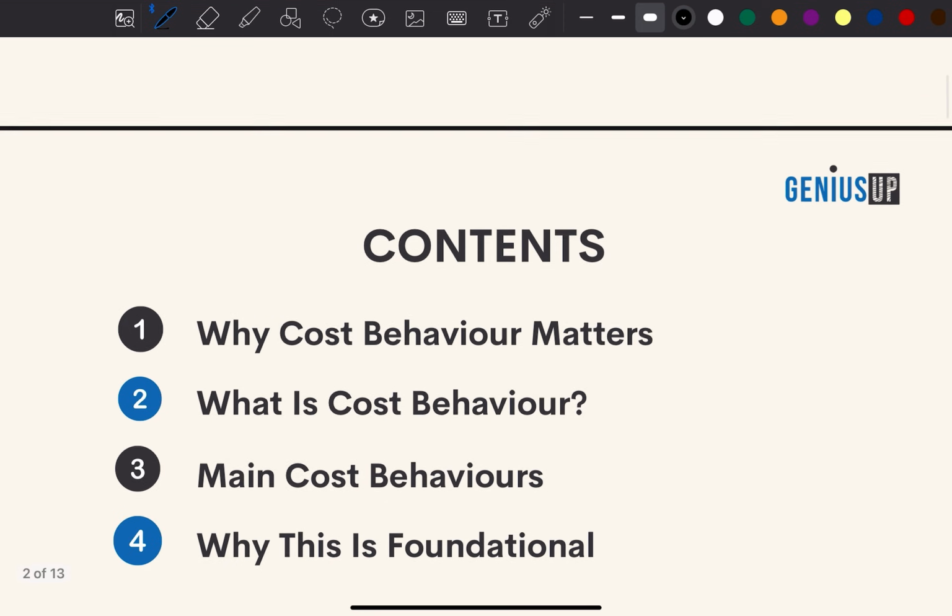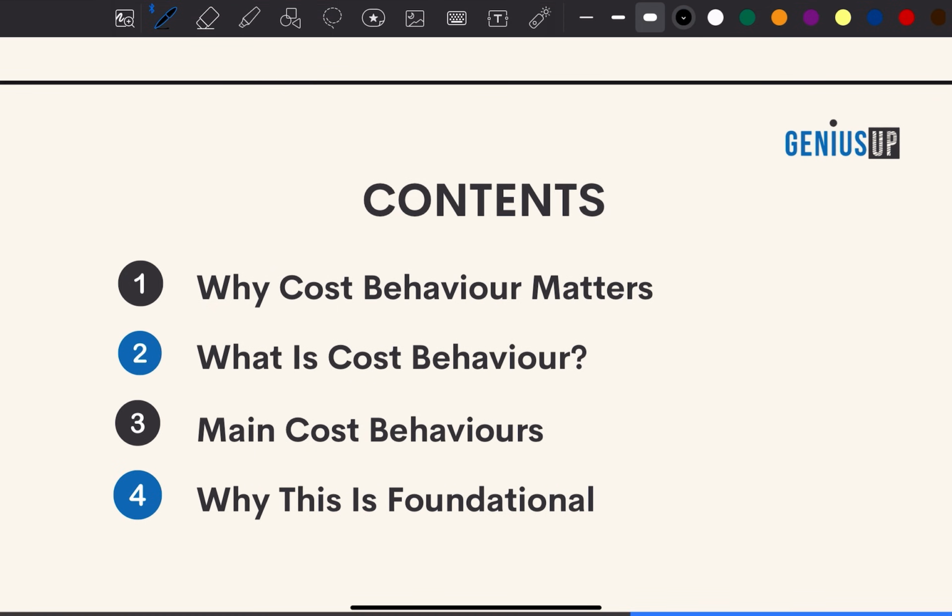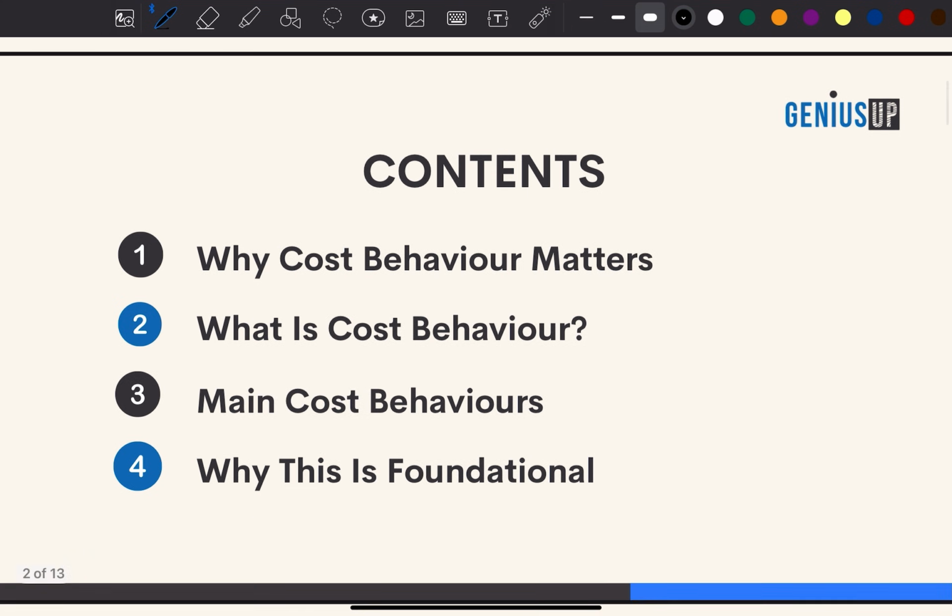So, in the previous lesson, we basically spoke about the introduction to cost, and the different types of costs that we have. However, in this video, we're going to be speaking about why cost behavior matters, because different costs behave in different ways. And we're going to chat about what cost behavior is, what the main cost behaviors are that we have to know, and why this is foundational in management accounting.